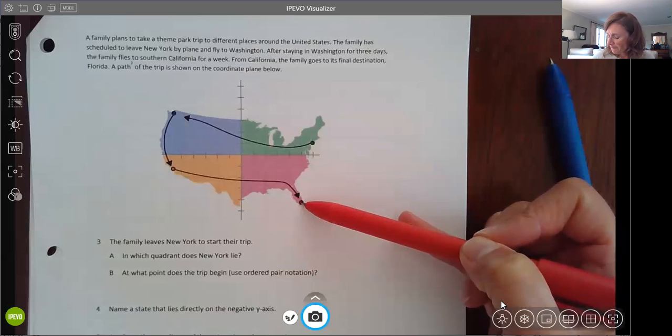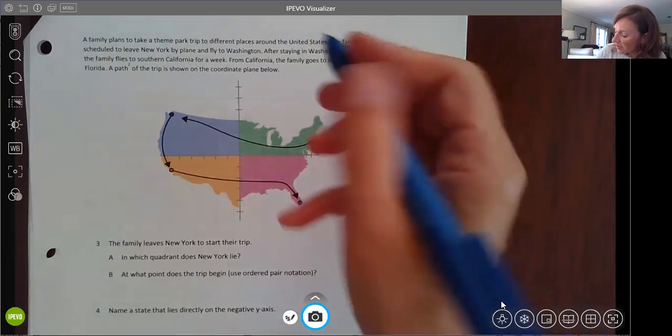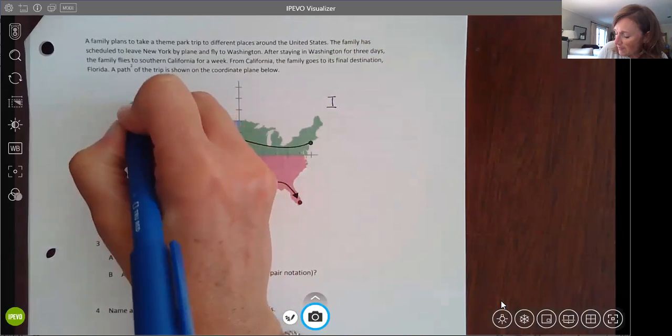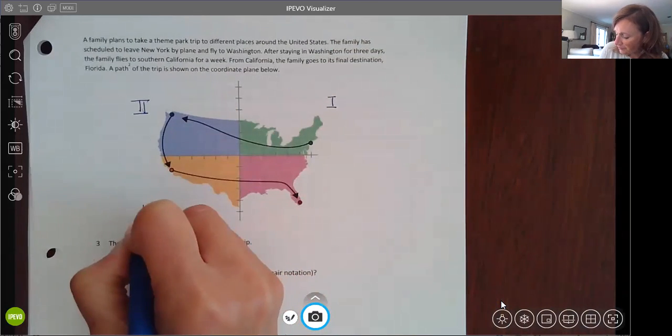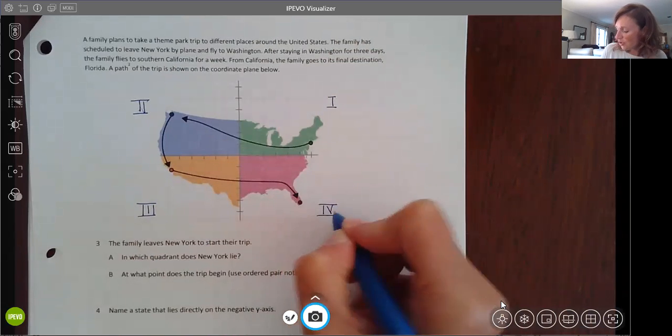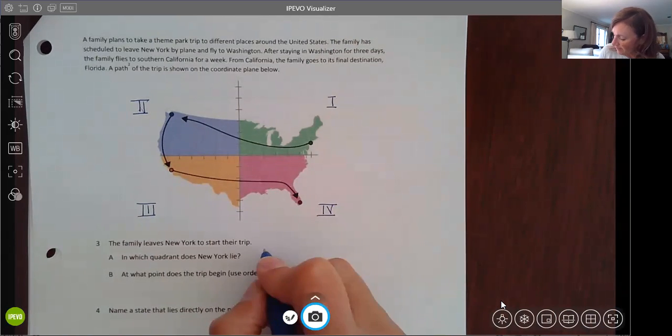It says the family leaves from New York to start their trip. What quadrant does New York lie in? So let's label our quadrants. Quadrants, remember, you start in the upper right-hand corner, and you go counterclockwise, the opposite of a clock. So where do they start? It looks like they start in quadrant 1.